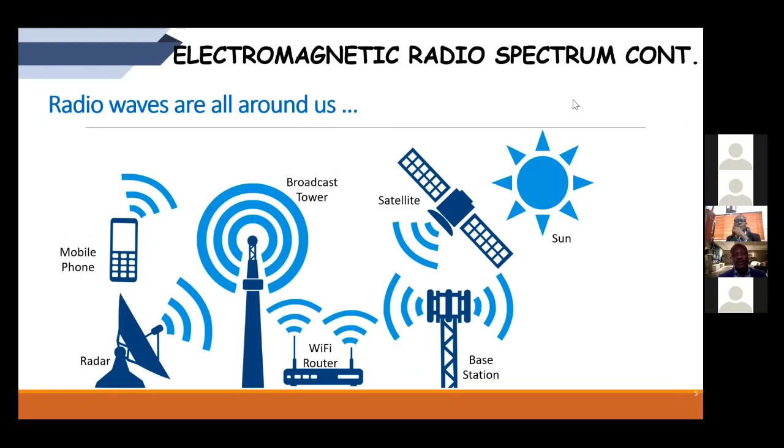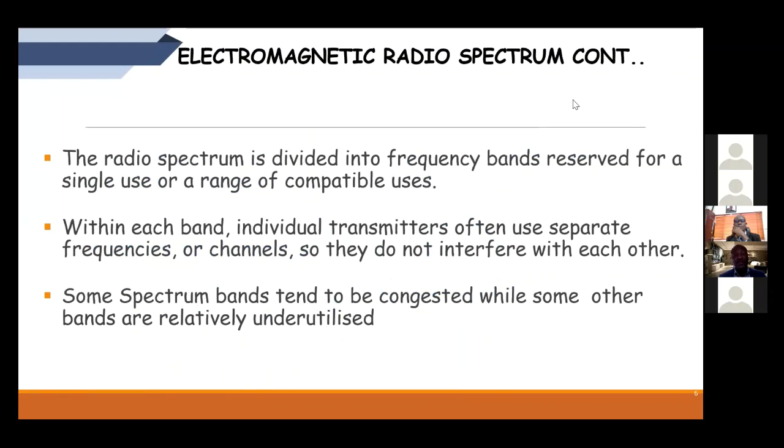Now, this is just to let us know that radio waves are all around us. They are very important, from the mobile phone you have in your hand, from the broadcast towers, from the satellite earth stations, to the radar, to the Wi-Fi routers we have, the BTSs, the satellite in orbit, and even the sun itself. So we have radio waves all around us, and we need to use them effectively and efficiently, depending on what service we have in mind.